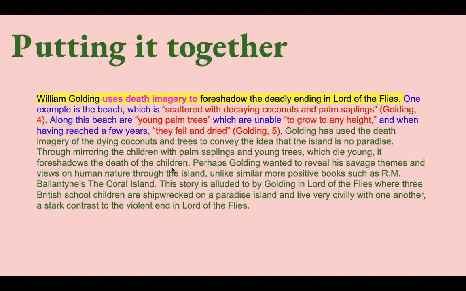Okay, now I'm going on to level 2. Perhaps Golding wanted to reveal his savage themes and views on human nature through the island. Unlike similar, more positive books such as Ballantyne's The Coral Island, this story is alluded to by Golding in Lord of the Flies, where 3 British school children are shipwrecked on a paradise island and live very civilly with one another. A stark contrast to the violent end in Lord of the Flies. That's a level 3. I've taken my evidence, said what it is and what it means, applied it to the story, and then looked outside of the story to make connections to other things, events, people, or other books.